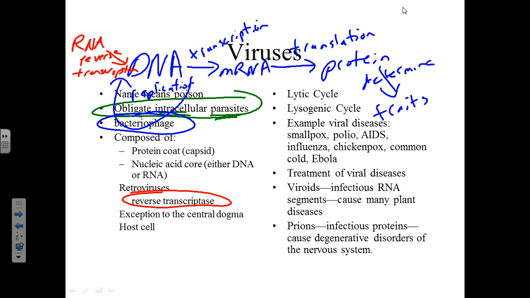So, yeah, let's talk about some examples of some viral diseases out there. There are lots and lots of them. So I got some famous ones up here on the board. Smallpox. It's one of the biggest killers in human history, right? Smallpox. What do we know about smallpox today?